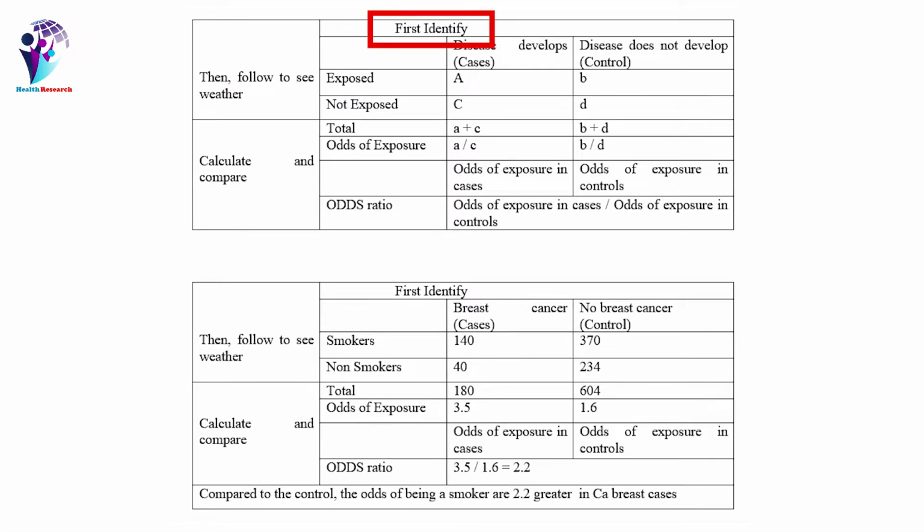Identify population and follow to see whether disease develops in cases and controls of exposed and unexposed group. Then calculate and compare the odds of exposure in cases and the odds of exposure in control group. Finally, the odds ratio is calculated by the formula: odds of exposure in cases divided by odds of exposure in control group.